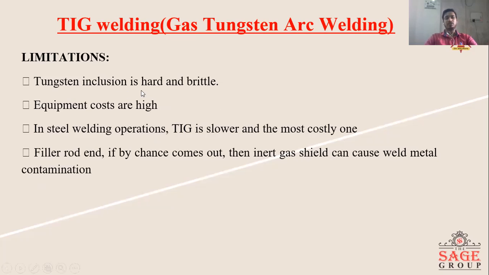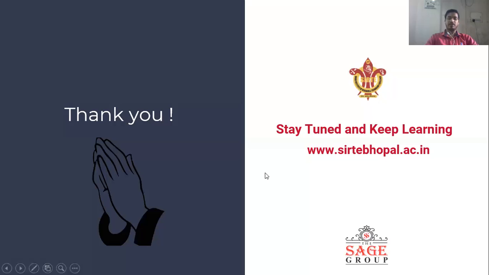Tungsten inclusion is hard and brittle. Equipment costs are high. In steel welding operations, TIG is slower and the most costly one. Right. So this is the limitation. If the filler rod by chance comes out of the inert gas shield, it can cause contamination of the weld metal. So this is the limitation we can keep in mind, the four points, so that we can remove the defects. Right.